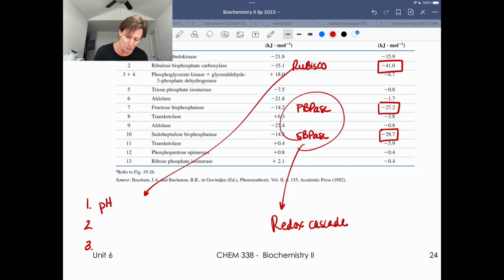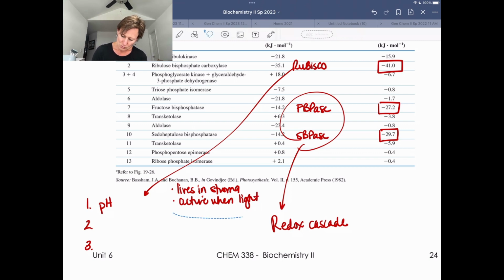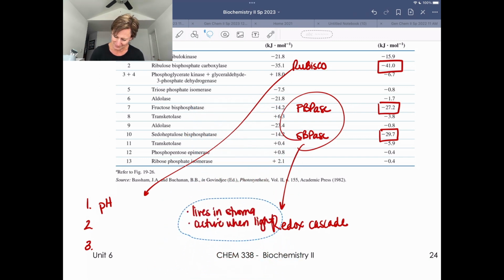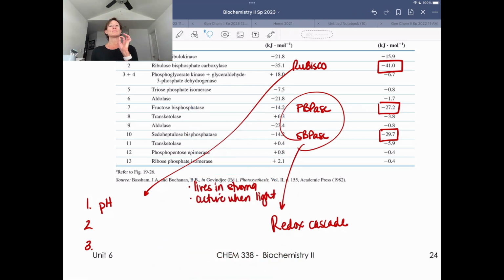So Rubisco is a pH controlled enzyme. Okay, so again, we only want Rubisco to be operating when it's light out. Rubisco lives in the stroma. So let's make sure to highlight these pieces. So Rubisco lives in the stroma, and we only want to be active when it's light out. Okay, Rubisco lives in the stroma, and we only want it to be active when it's light out.